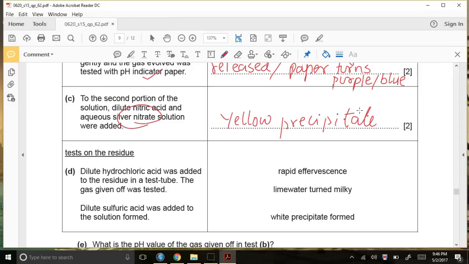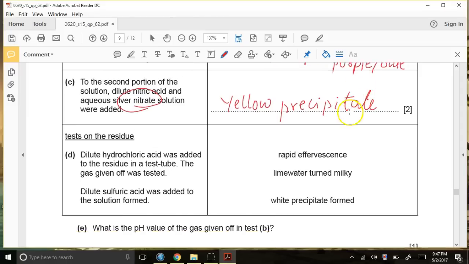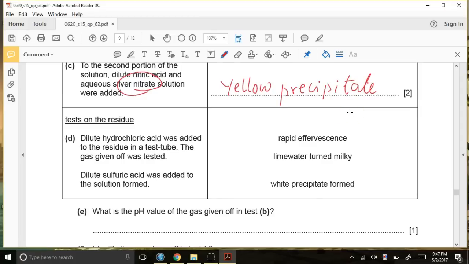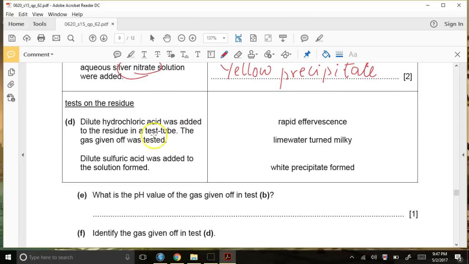Remember, if it was chloride, you would have got a white precipitate. For bromide, you would have got a cream precipitate. Now, if you look at part D, it talks about the residue, which is the one on the filter paper, and you add acid onto it, and some effervescence happened. That's definitely CO2 gas coming out, confirmed by lime water. And dilute sulfuric acid was added, and there was some white precipitate which was also formed. Okay, so let's have a look at all this information.